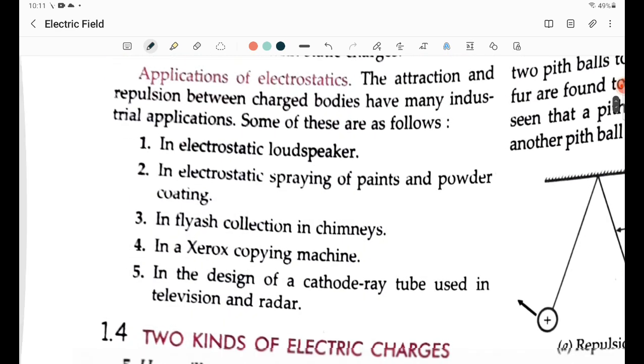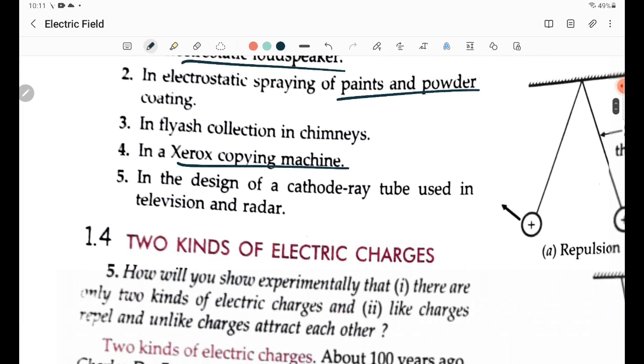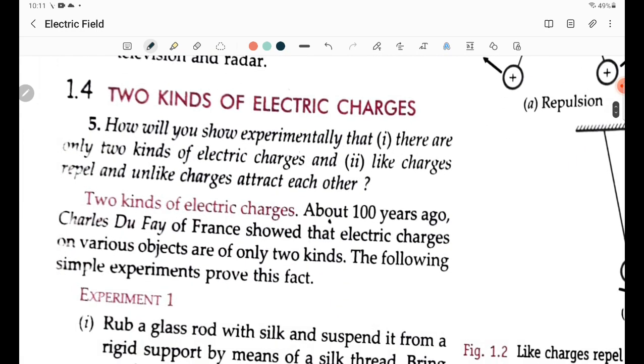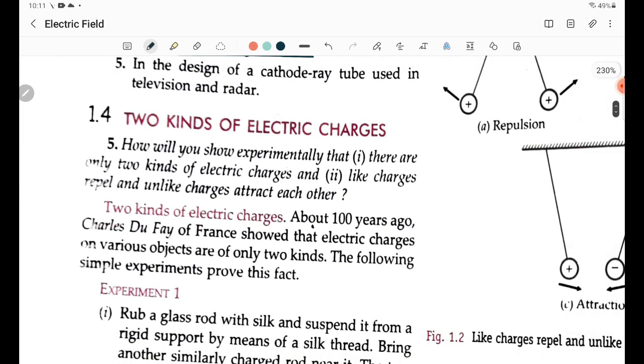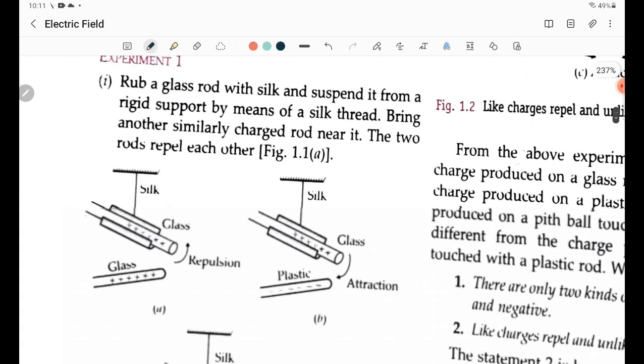What are the applications? See, there are loudspeakers, pens, powder, Xerox copying machine, there are so many. Okay, now there are two kinds of charges, and like charges repel, unlike charges attract. How is this proved? This is proved by a simple experiment.